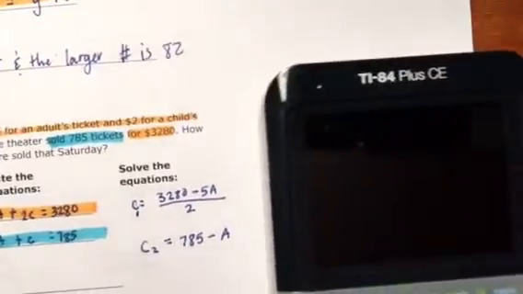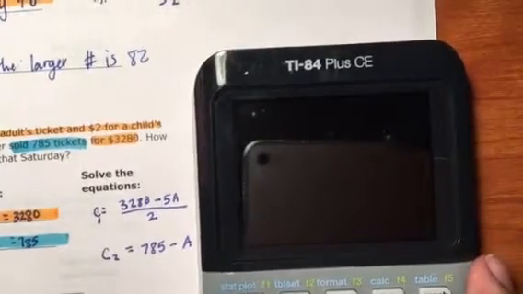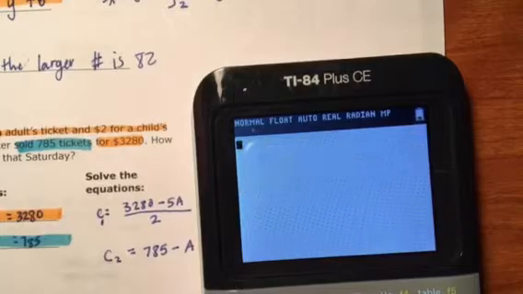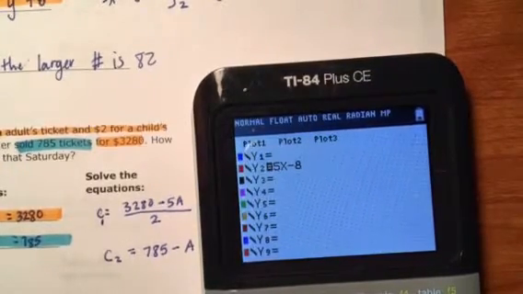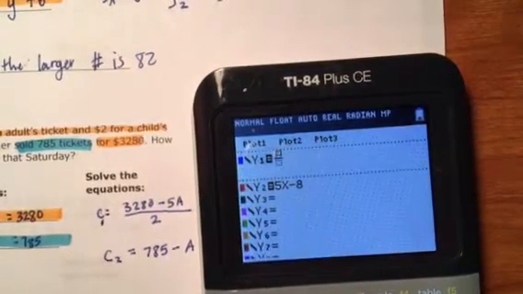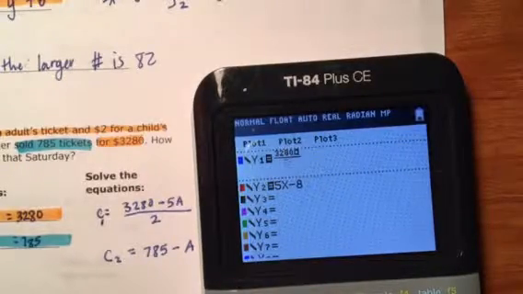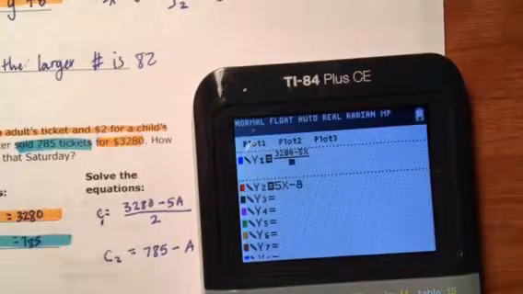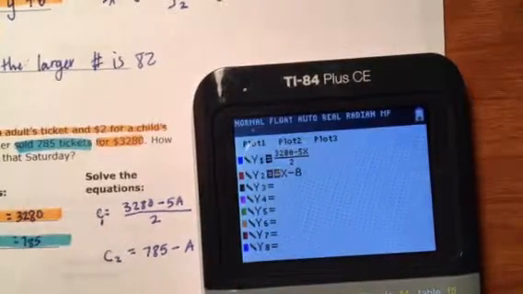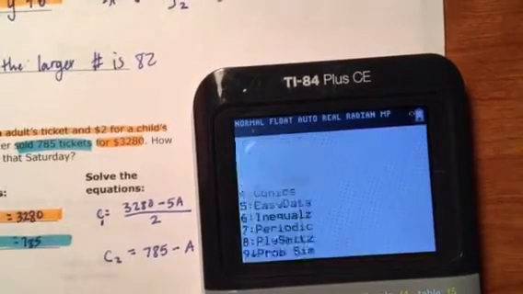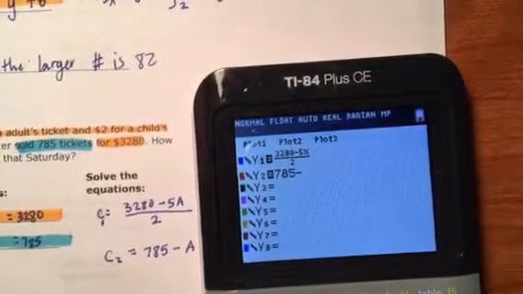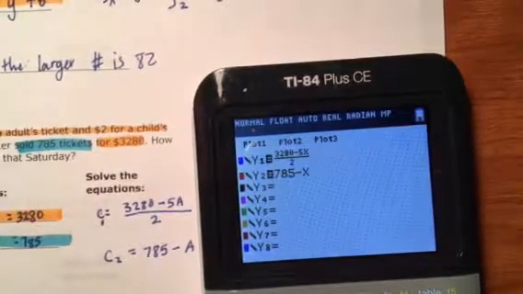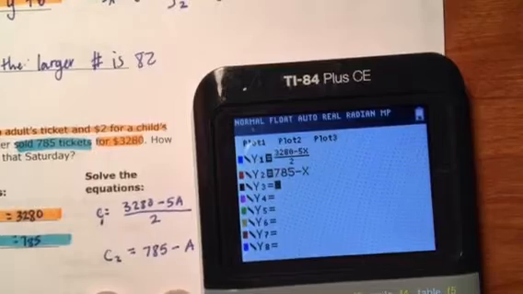Okay, so hopefully y'all are putting this in the calculator with me and not just watching the video, because part of the issue is being able to do this in the calculator. Okay, so alpha y equals, enter 3280 minus 5A, or X, and I'm going to put in 2. So this is what your calculator should look like. I'll give you a second to get that in.